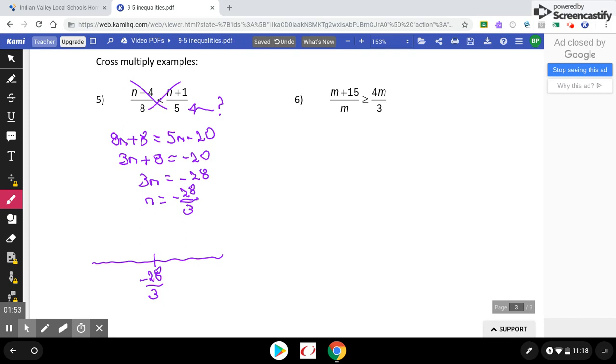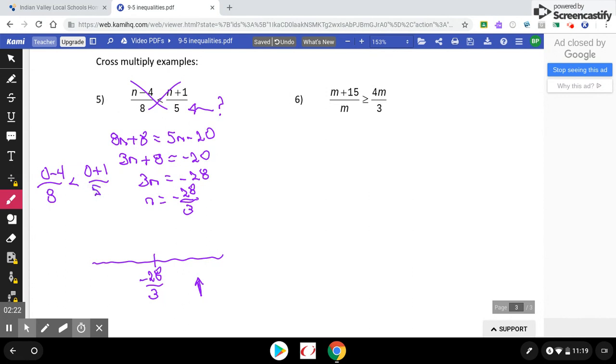Well, what number can I test? I could test anything. The question is, do you want to test a negative or do you want to test a positive? I'm going to test something over on this side. In fact, I'm going to test 0 because it's the easiest number of all to test. Back to the original problem we go. It said n minus 4, plugging in a 0, over 8, less than n plus 1, but I'm plugging in a 0, over 5.